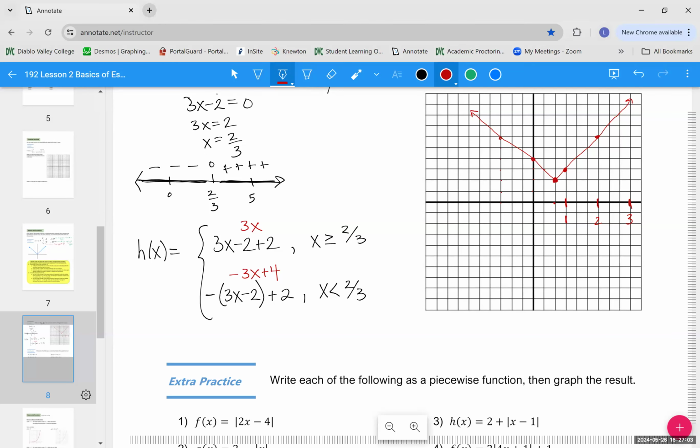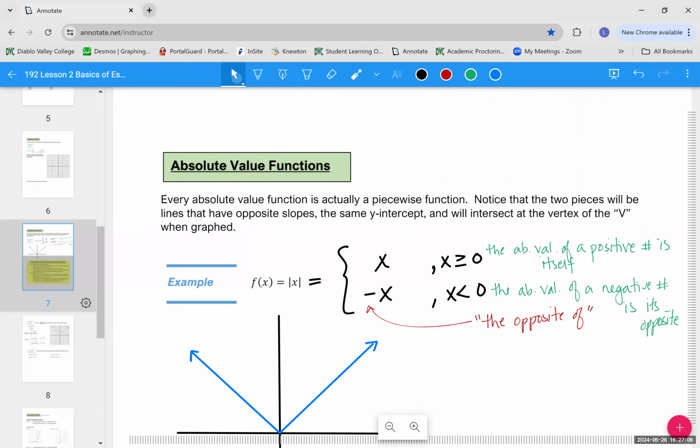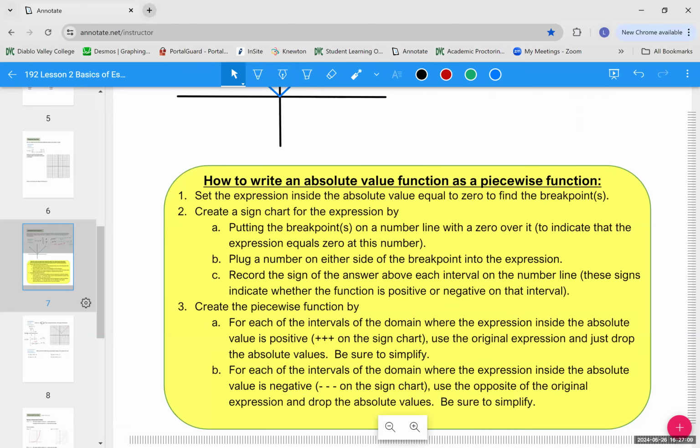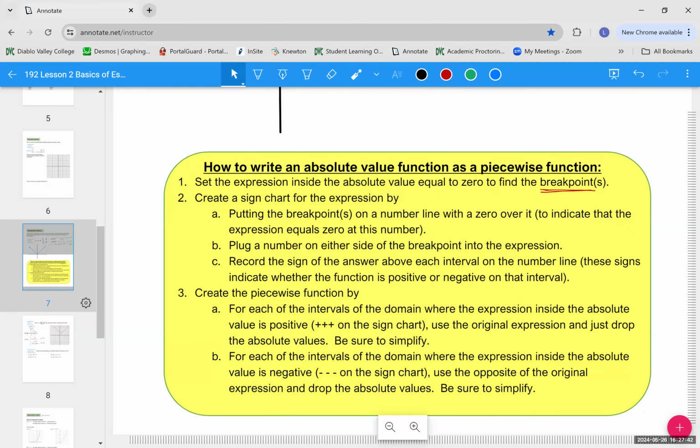So take a minute to just go back to these instructions that we had on the previous page and reread what we did. Okay, we took the expression inside the absolute value and set it equal to 0. That gave us that breakpoint, the point where the equation is going to change. That's what a breakpoint is. Then we made a sign chart. We put the breakpoint on the number line with a 0 over it, and then we plugged in something on either side of that breakpoint and recorded the sign, the positive or the negative, above the interval. So that told us when the inside of the absolute value was positive and negative.